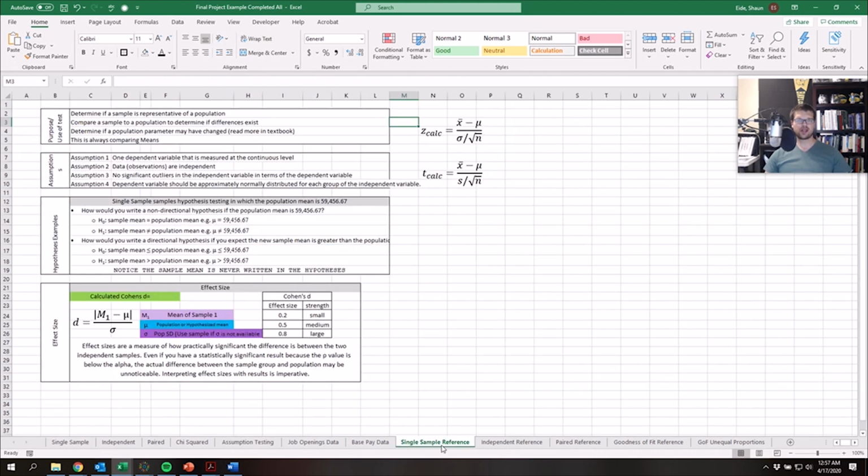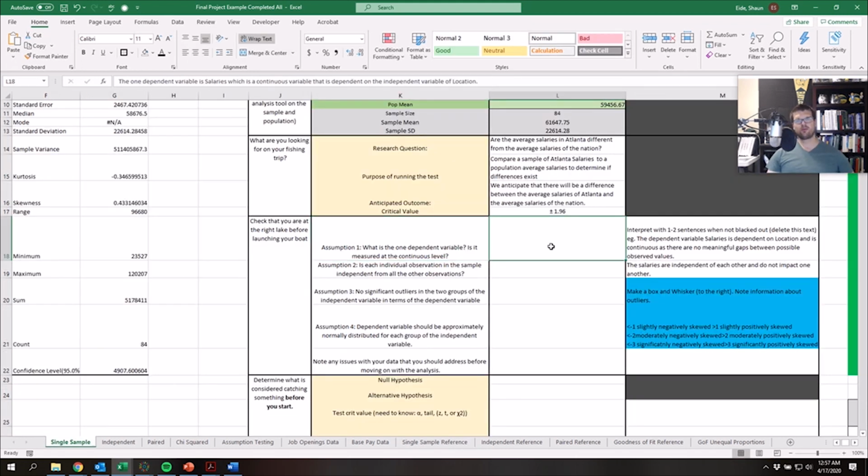Once again, you go back to the single sample reference and it says, okay, here are the assumptions. The first assumption is that there's one dependent variable that's measured at the continuous level. The next assumption is that all the data points are independent. The third is that there's no significant outliers in the independent variable in terms of the dependent variable. And then last, the dependent variable should be approximately normally distributed for each group, or really should be normally distributed. So we're going to look at that.